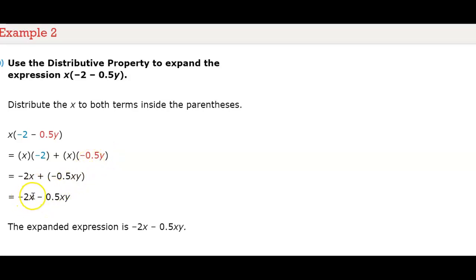Then our final expanded expression, we have this negative here that takes the place of that plus, so we have negative 2 times x minus 5/10 times x times y as the expanded expression.